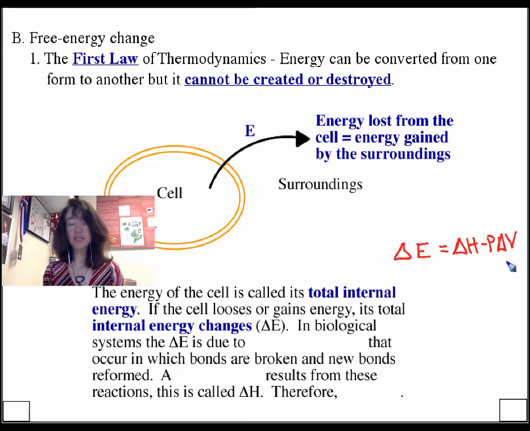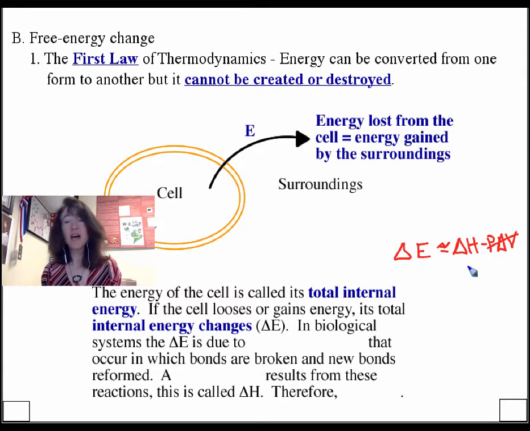But what's really interesting is, unlike our physics experiments, where P delta V is an important variable, that is the pressure times the change in volume, within a cellular system, the pressure tends to stay relatively constant. So we negate this particular term, and we assume that delta E is approximately equal to delta H.